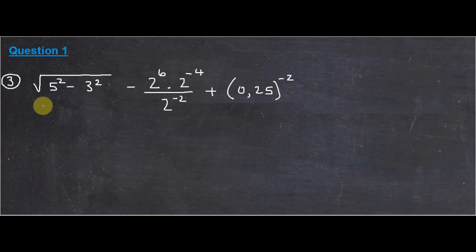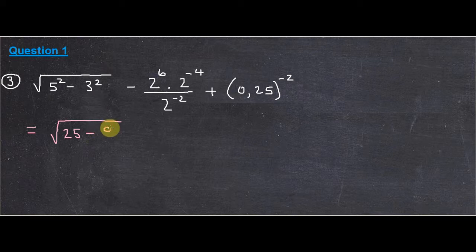Let's look at the answer to the third question. We can't apply a square root across a plus or a minus. So we're going to simplify inside the square root. So it's going to be 5 squared, which is 25, minus 3 squared, and 3 squared is 9. Of course, we can write a 2 to the negative 4 in the denominator as 2 to the plus 4. And we can take the 2 to the negative 2 to the top, and the power becomes positive, so it's 2 squared.